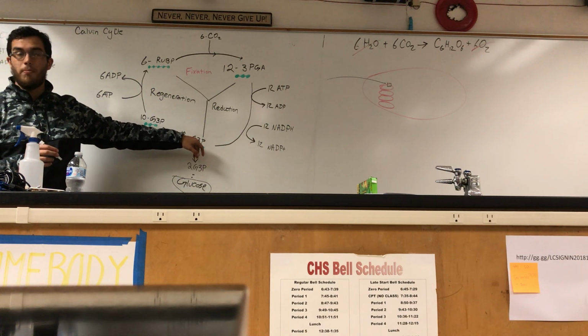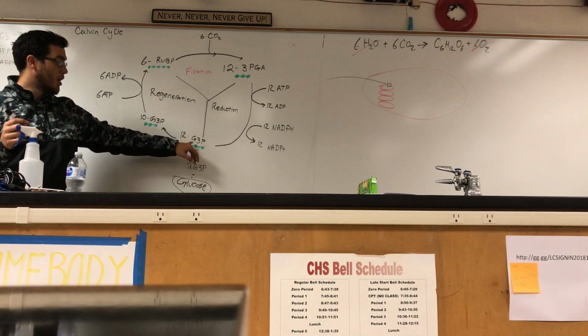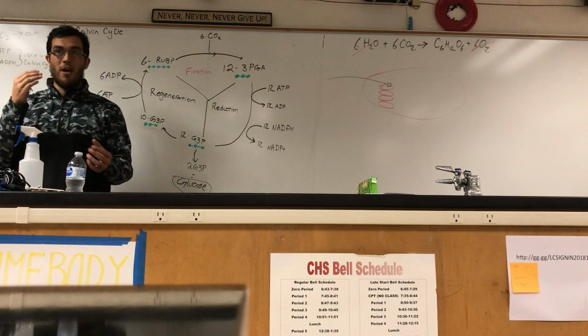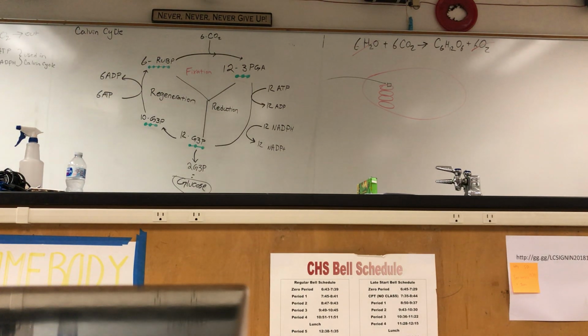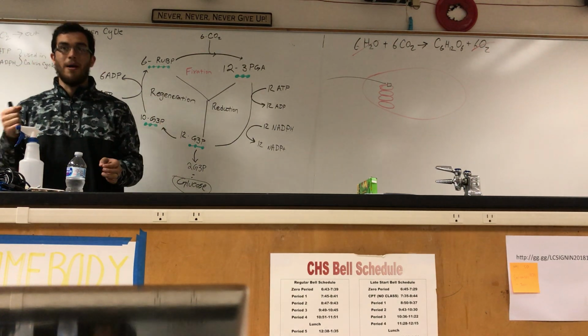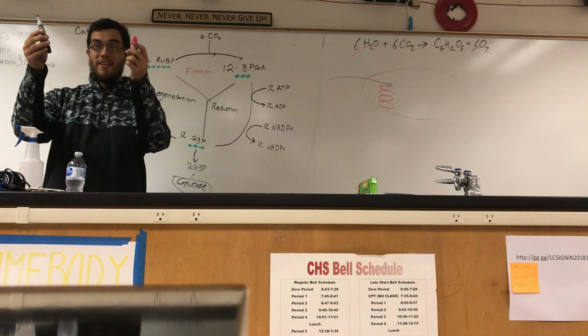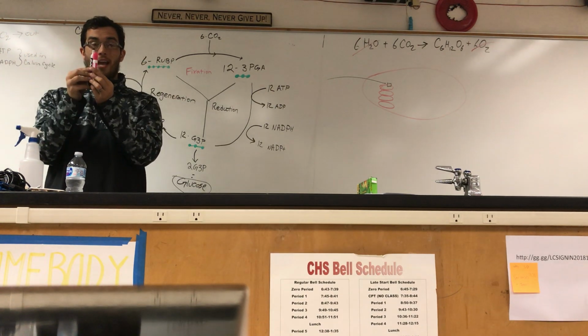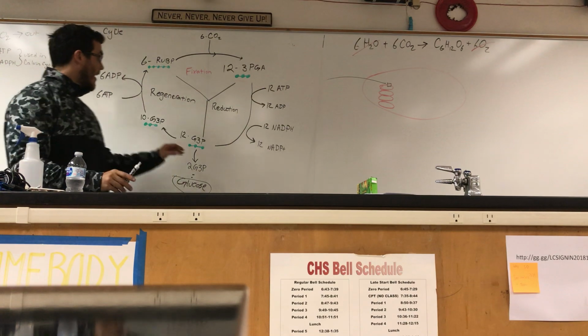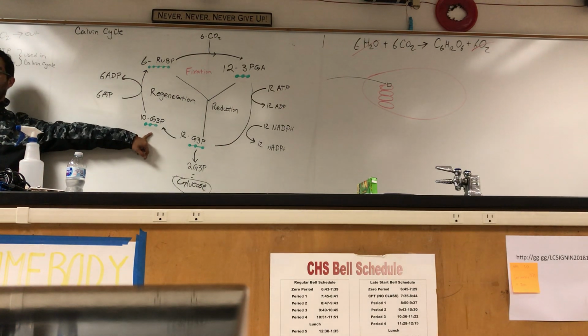I've got 12 of these G3Ps. Each of these is 3. So I've got 12 of these 3 carbons for a total of 36. I've got 12 of them, and it says, hey, 2 of them are going to split off. All right. And that leaves me with 10. Those 2 that split off eventually will combine. It's basically like 2 pyruvates doing glycolysis backwards, and now they form a glucose molecule. That was my big goal, was to make that. I'm left with 10 of these 3 carbon molecules.